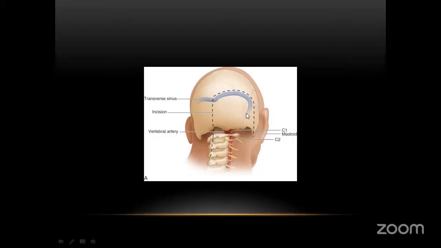So these are some landmarks. Laterally, the incision should be at the level of the asterion, and at the lower level it should be at the mastoid area, just above the transverse sinus. Medially, it should be at the level of the inion, and should not cross this one, and downward at the level of C2. These are some landmarks of the incision laterally and medially.